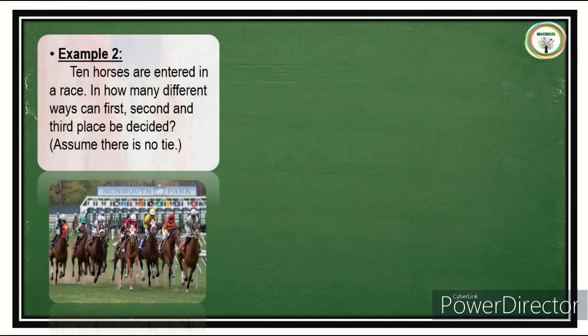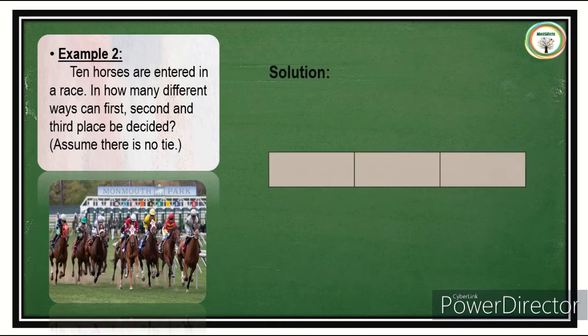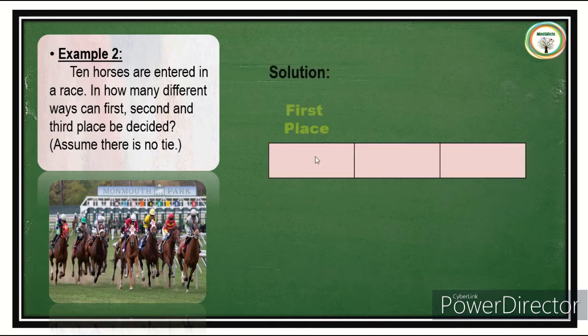Let's have the next example. 10 horses are entered in a race. In how many different ways can first, second, and third place be decided? Assume that there is no tie. For our solution, so this is for the first place, the second place, and the third place. So based on our problem, we have 10 horses that are entered in a race.